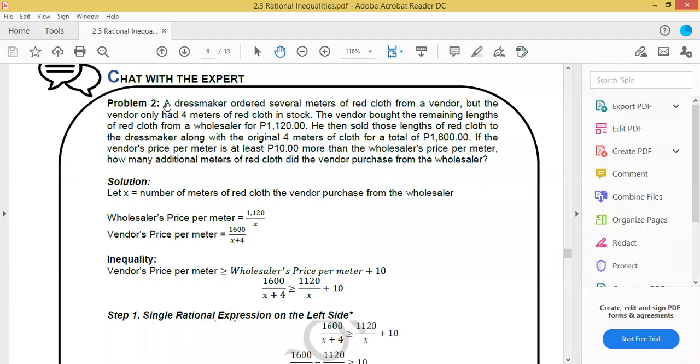Welcome back. This time, we'll have another problem for rational inequalities.